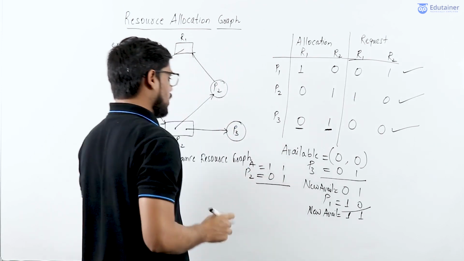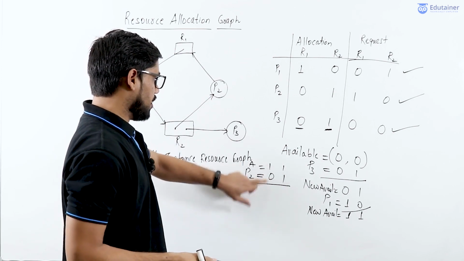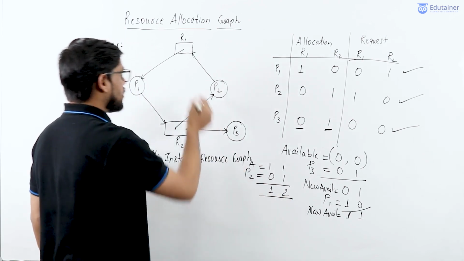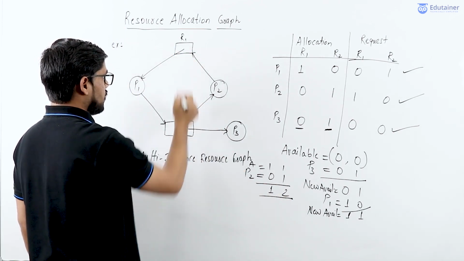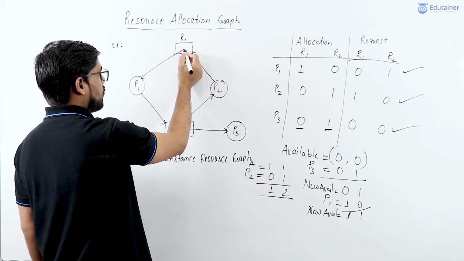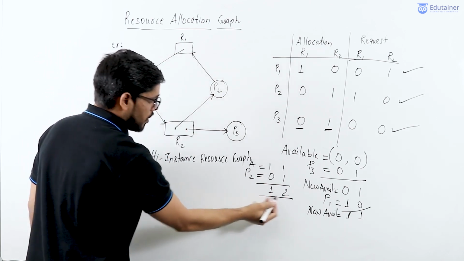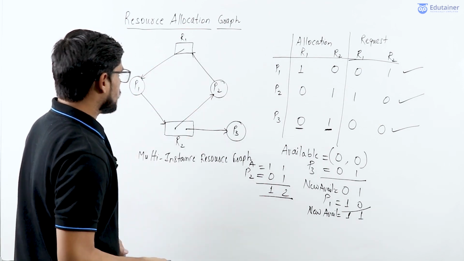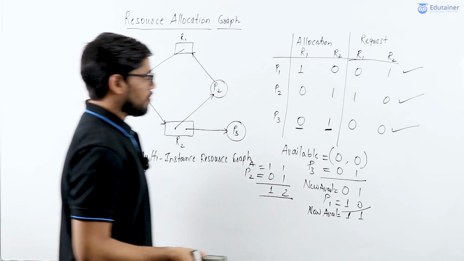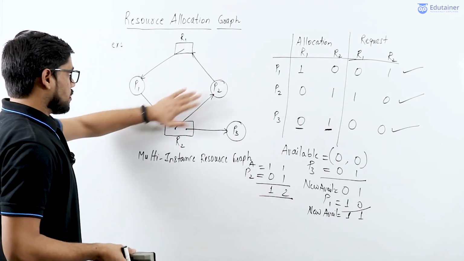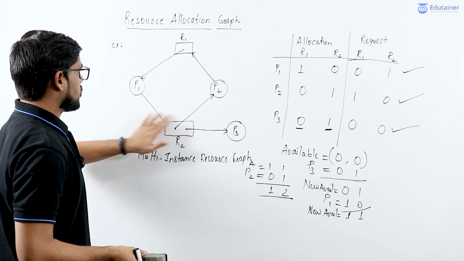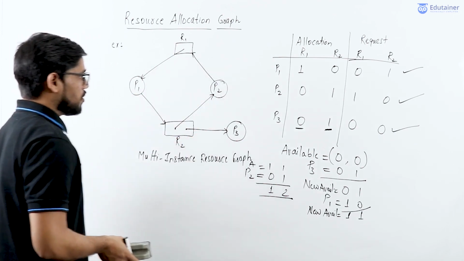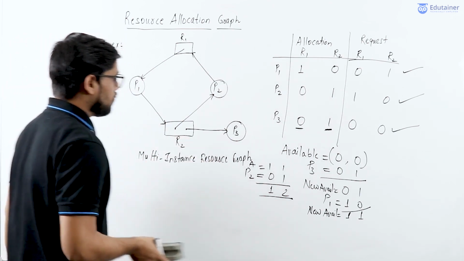If you sum up the availability here, you will get 1 and 2. Okay, and it satisfies the total instances of the different resources. Here R1 has 1 instance and R2 has 2 instances. So here 1 and 2. So this particular multi-instance resource graph is not in deadlock. And in this graph there is a cycle between P1, P2, R1 and R2, and P3 is not present in the cycle.